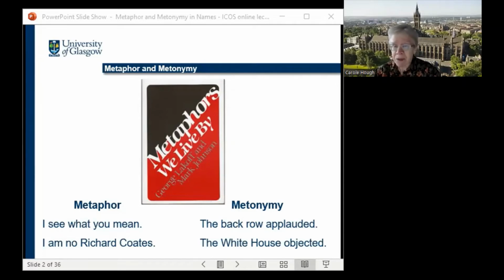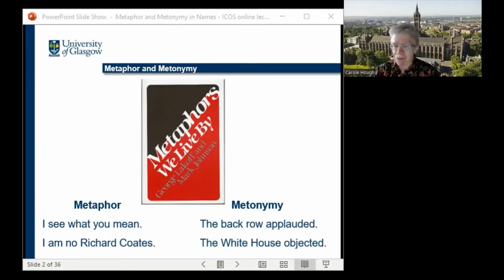Names can be used both metaphorically and metonymically. Using a modesty topos to suggest that my knowledge of onomastic theory is less impressive than that of a previous speaker in this lecture series, I might say, "I am no Richard Coates," using the name Richard Coates as a metaphor for an expert in onomastic theory. Using one of the transparent names that Richard discussed in his talk, "The White House objected" is an example of metonymy, where the White House stands for the government of the United States.